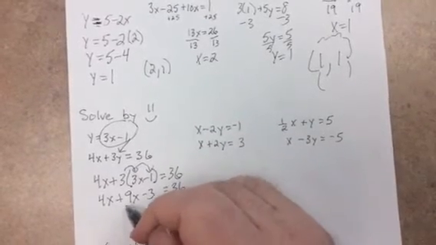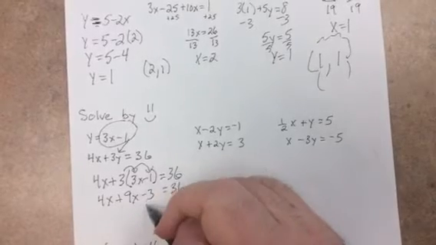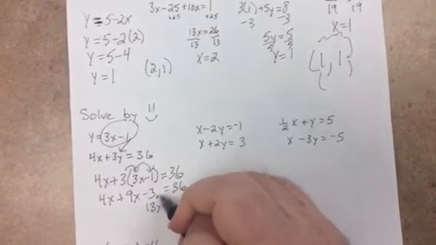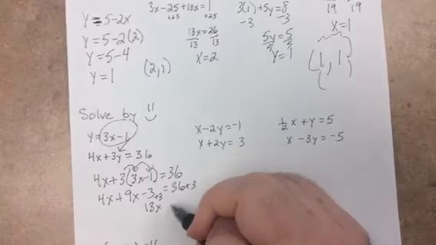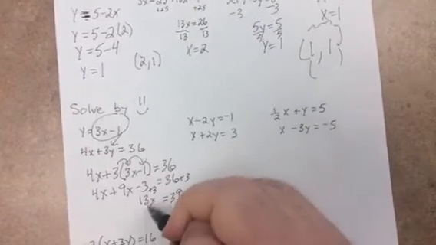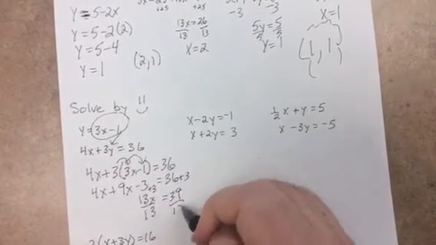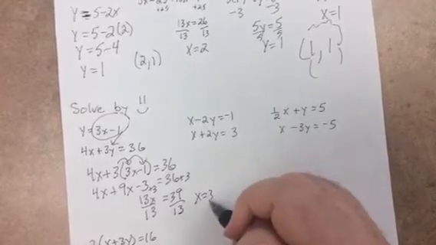So, I'm getting winded. This is 13x. 4 plus 9 is 13x. Add 3. So equals 39. Divide by 13. X equals 3.